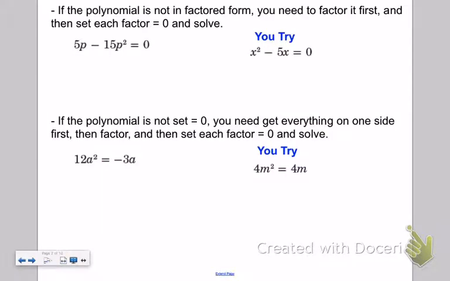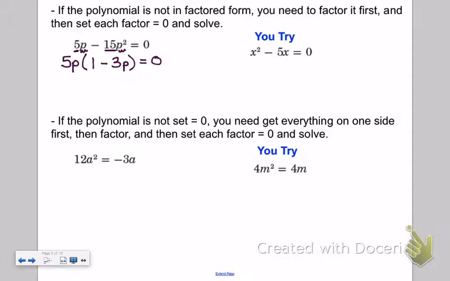So in the last examples, we had it already factored for us. The hard work was done. So if the polynomial is not in factored form, we have to factor it first. So this is where GCF comes in handy. GCF of 5 and 15 is 5, and I have a p and a p squared, so I can pull out just one p. 5p times what is 5p? 1. 5p times what is negative 15p? Negative 3. And I need a p squared, so I need to multiply that p by another p. It's still equal to 0.